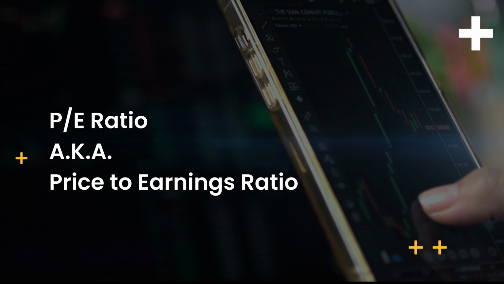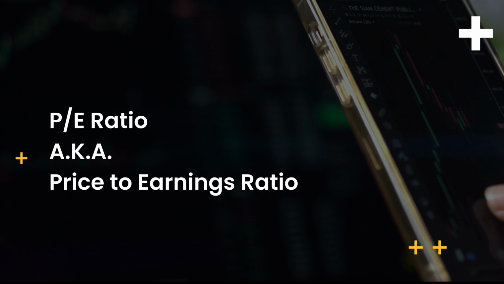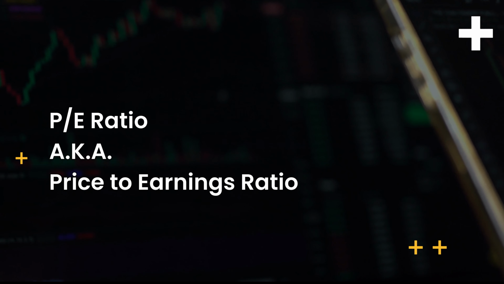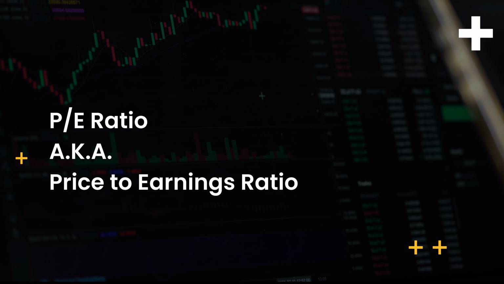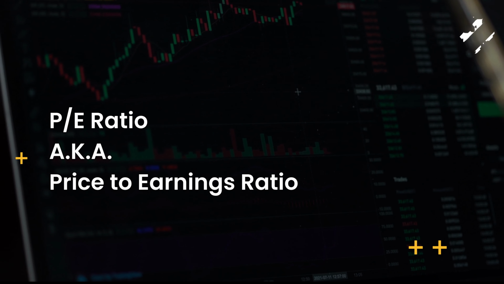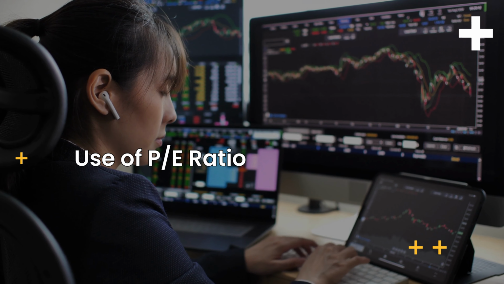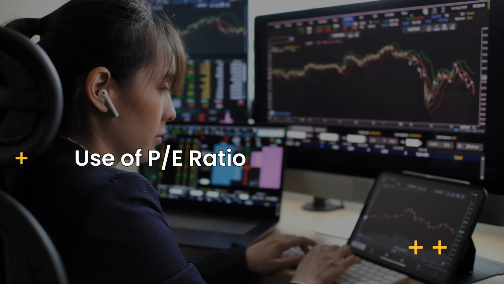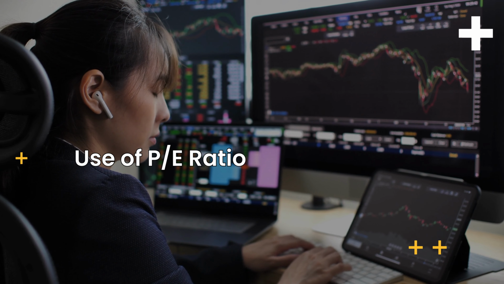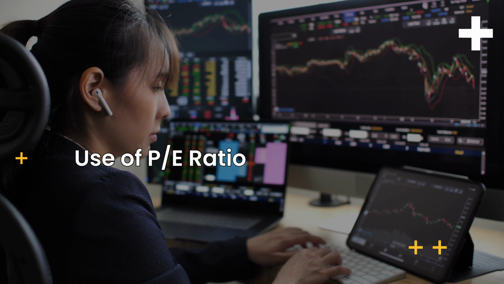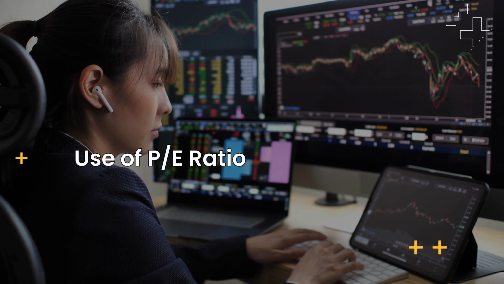One such method is the PE ratio. The best method to calculate fair pricing of shares is via the price to earnings ratio, that is the PE ratio, which is a valuation metric used to assess a company's worth by comparing its current share price to its earnings per share. It is also referred to as the price multiple or earnings multiple.